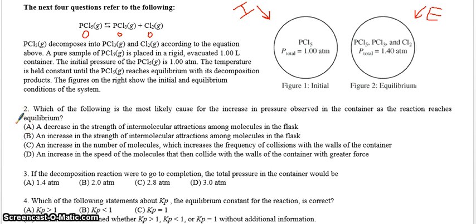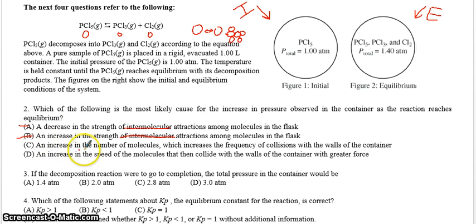So, some of our options are a decrease in the strength of the intermolecular attractions among the molecules in the flask. Now, if you have intermolecular attractions, that means the substance is a liquid. It means the molecules are attracted to each other, and because they're attracted, they form into a liquid or a solid. So intermolecular forces have nothing to do with this because we have gases and we're not forming any liquid. Molecules are not coming together. So in fact, A and B are out because intermolecular forces don't play a role with gases, is the idea.